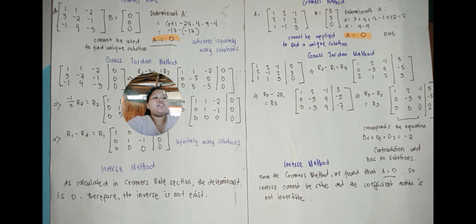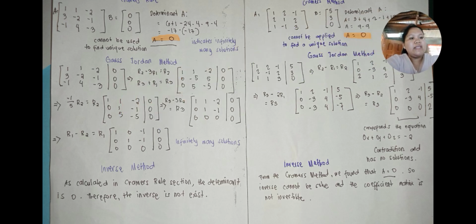That concludes my discussion about the three methods for solving systems of equations: Cramer's rule, Gauss-Jordan, and the inverse method. Thank you for listening. I hope you understand what I am discussing step by step for the three system equations.